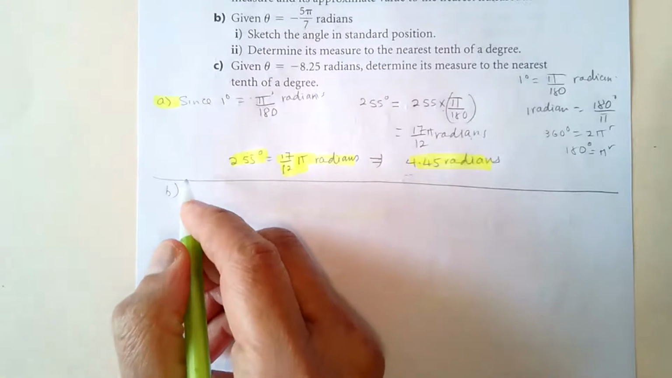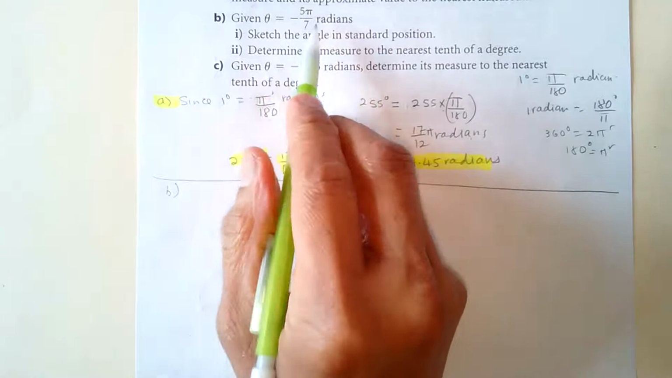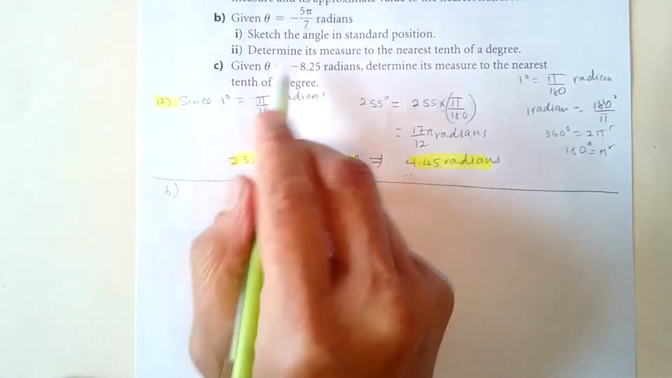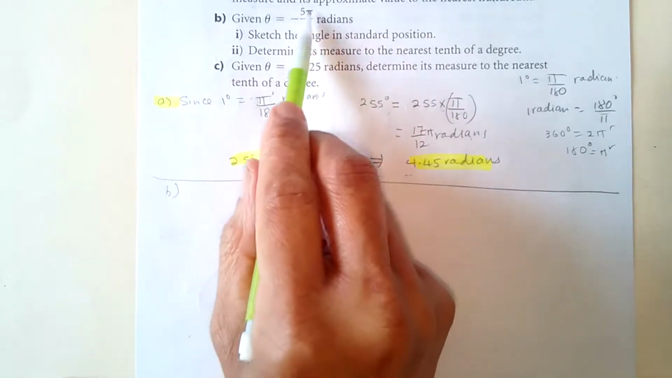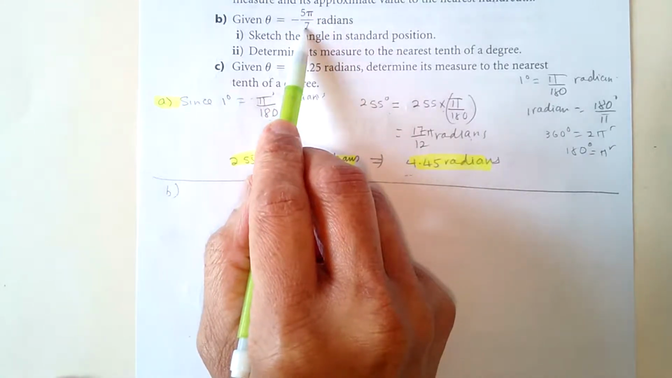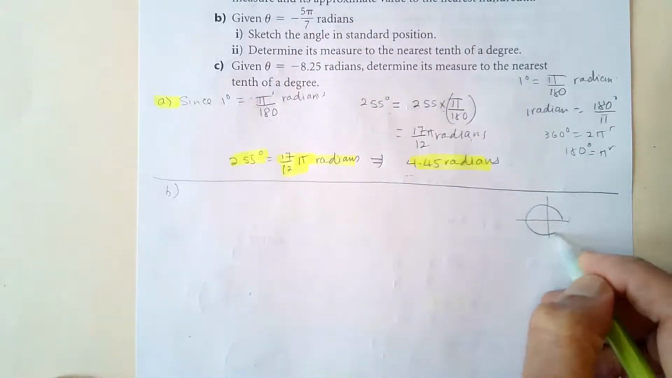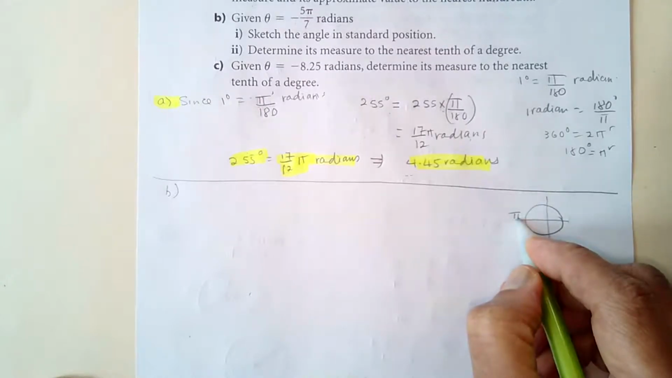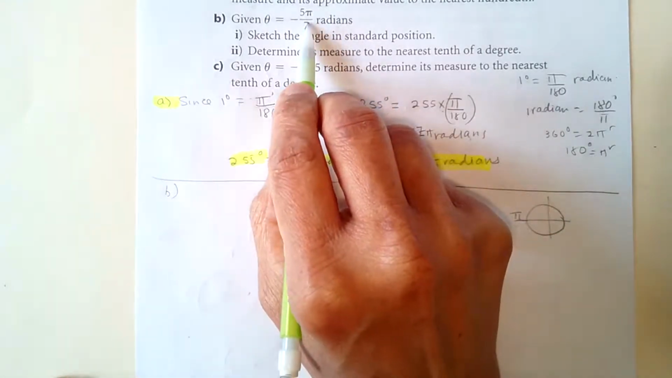Let's look at B. Now, it tells you here, given negative 5 pi over 7 radians, sketch an angle. One way of doing this, you know that 5 pi over 7 is 5/7 of a pi radian. Now, we know from our unit circle that pi is 180 degrees. So this is less than 1 pi radian.